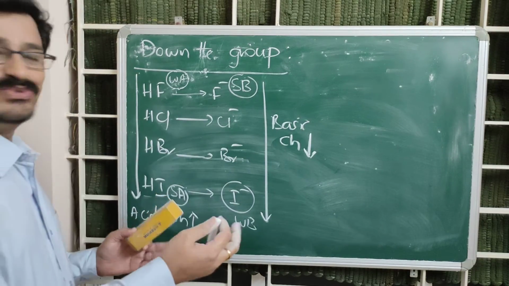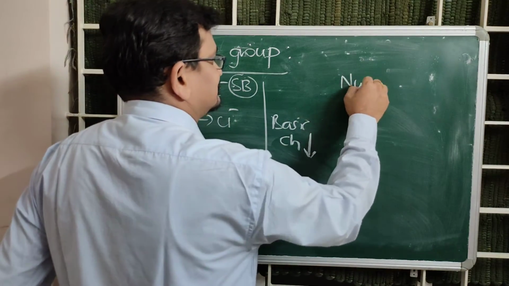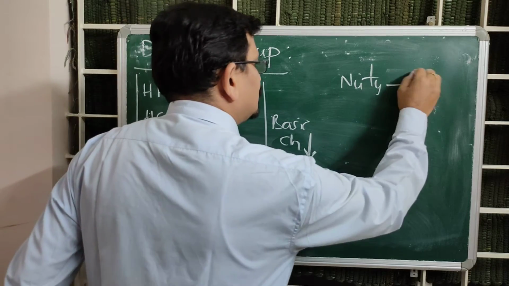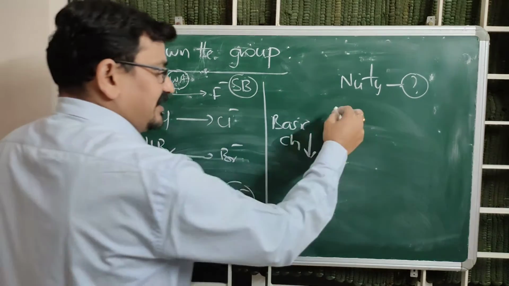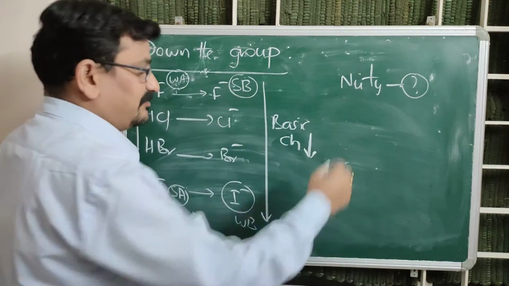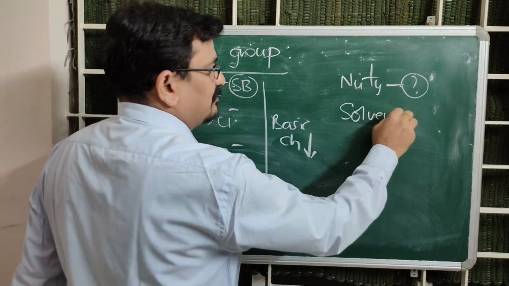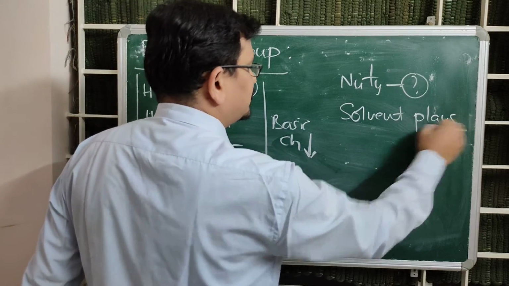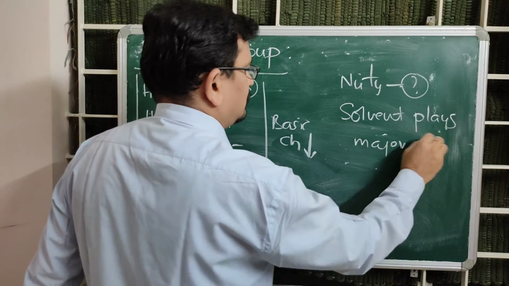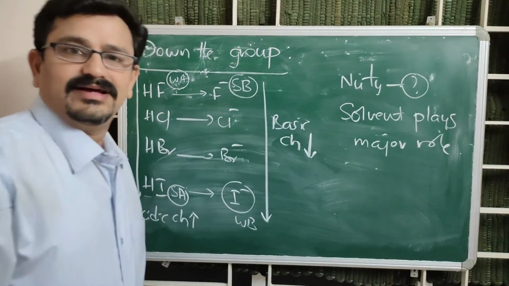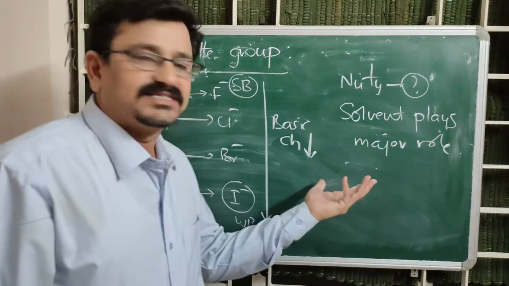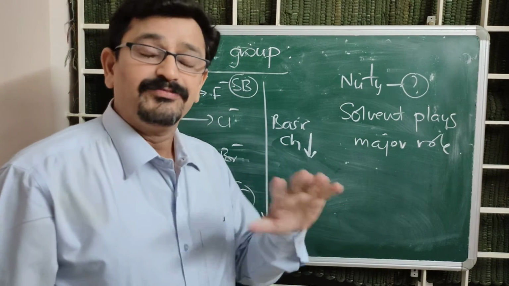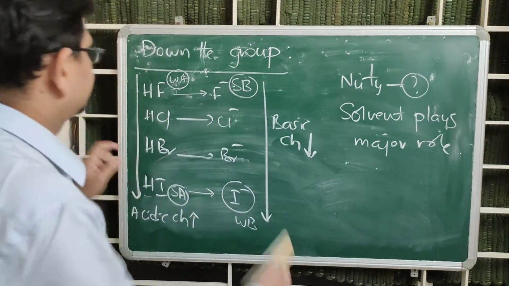But when it comes to the nucleophilicity trend among the species, there we need to consider the solvent. Solvent plays a major role in such a case. So, before going through this concept, we need to study the classification of solvents.